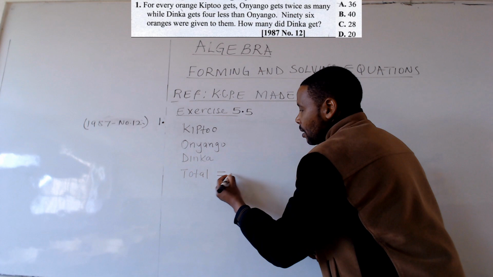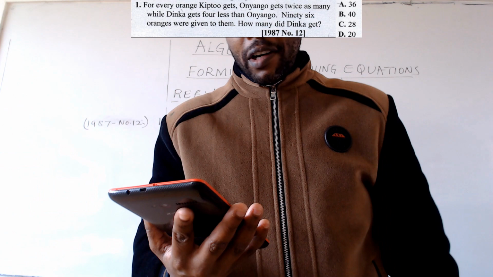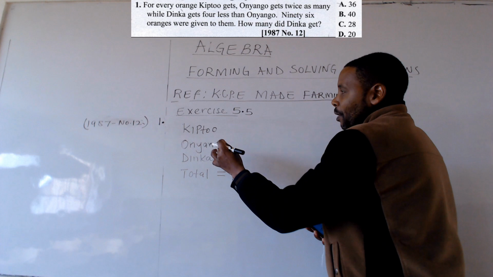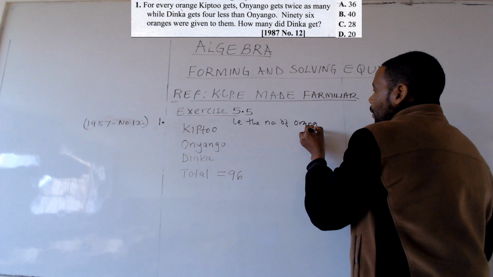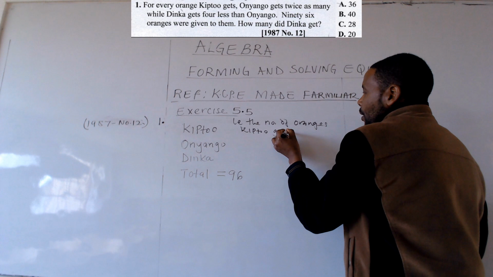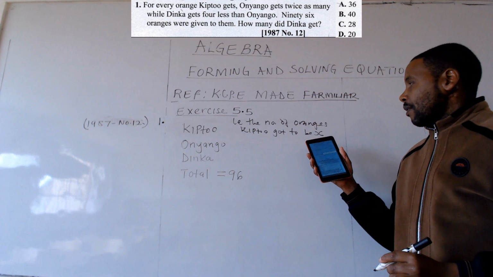Then we start with Kipto. For every orange Kipto gets, Onyango gets twice as many. So I look for the one who has less, and it's Kipto. And I call Kipto X. I say let the number of oranges Kipto got to be X. Remember, the one who has less is the one who should be referred to as X. So I put Kipto is X.